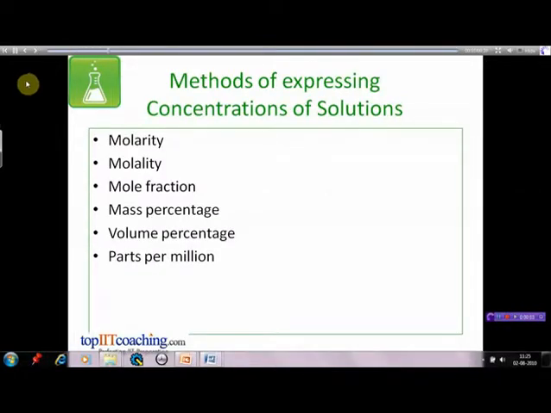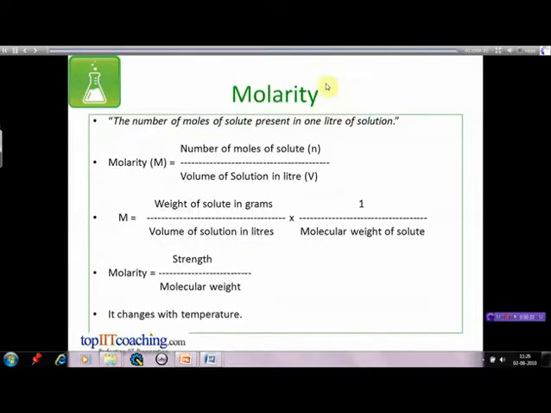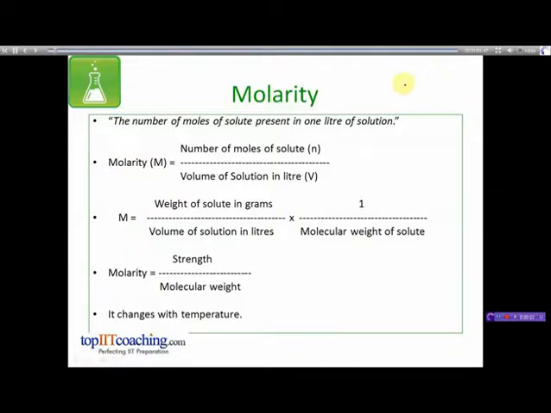There are various methods for expressing the concentrations of solution. For example, molarity, molality, mole fraction, mass percentage, volume percentage, parts per million. We have discussed some of these methods in our earlier chapters as well. We'll again discuss them one by one. The first method that we are going to discuss is molarity.